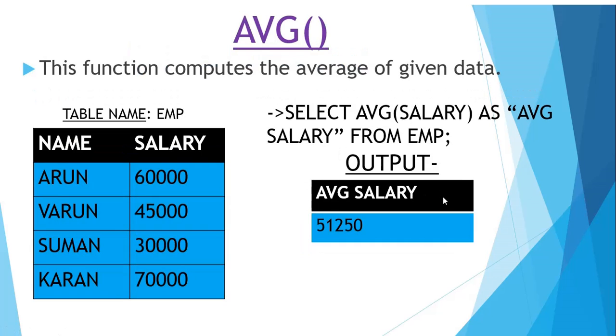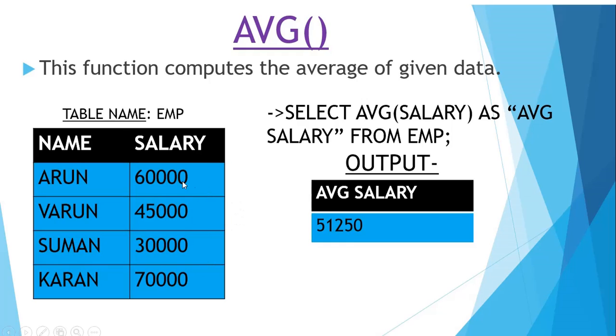The third function we have is average, or AVG. This function computes the average of given data. We have the same table here with names and the respective salaries. So the code will go as select avg salary as AVG salary from EMP. So here we are specifying salary, which is the column name, as average salary, which is the alias name, from table name EMP. As you know, average is the sum of all the values divided by the number of values.